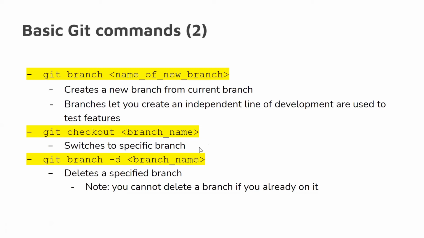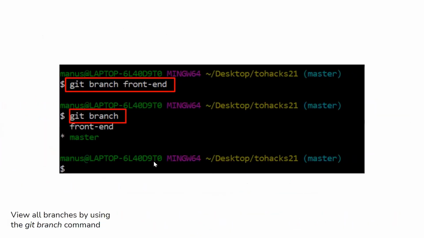Oftentimes, let's say a test doesn't work out or a feature doesn't work out, what you can do is delete the branch. So you can delete a specified branch if you don't need it, but you have to make sure that you're not already on that branch. So for example, you've not already checked that branch out. Let's say I want to make a branch within the TOHacks 21 folder regarding front end, and I want to make all the front end changes.